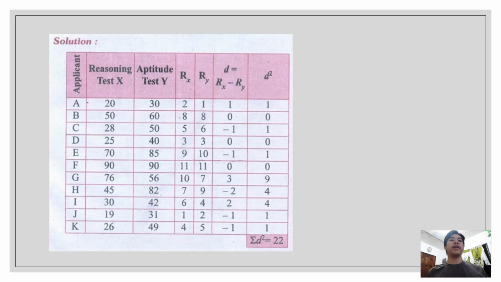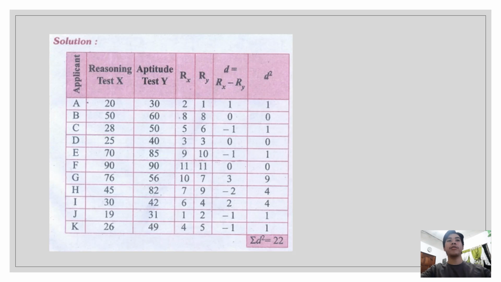Then we need to find each rank of the aptitude test, or our Y variable. The 30 is rank 1, 60 is rank 8, 50 is rank 6, 40 is rank 3, 85 is rank 10, 90 is rank 11, 56 is rank 7, 82 is rank 9, 42 is rank 4, 31 is rank 2, 49 is rank 5.